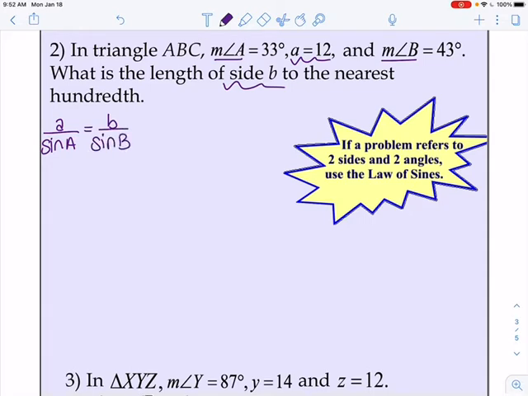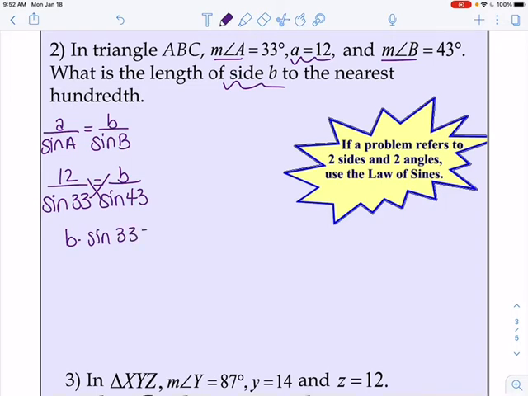Okay, little a they told me was 12, and the measure of angle A is 33, so I'm going to have 12 over the sine of 33. And on the right-hand side, little b is what I'm looking for, and measure of angle B is going to be 43, so that's going to be over the sine of 43. So again, we will cross multiply to solve here. So I'm going to have B times the sine of 33 equals 12 times the sine of 43.